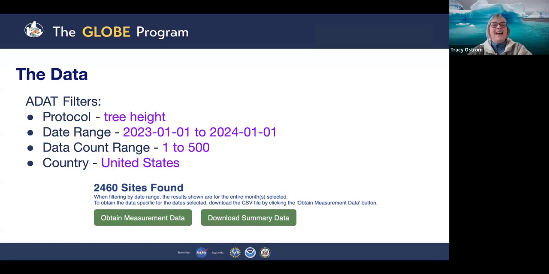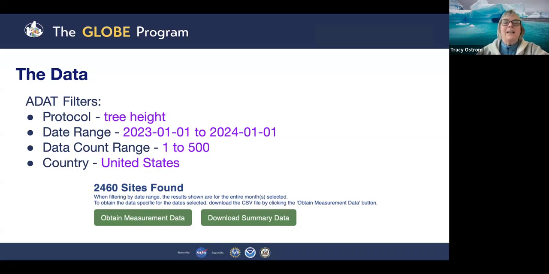If you add those filters in, you're going to find that that's a lot of sites. We have 2,460 sites. That doesn't include the data. That's just the sites, and these sites have up to 500 data counts in them. So that's a lot of data.